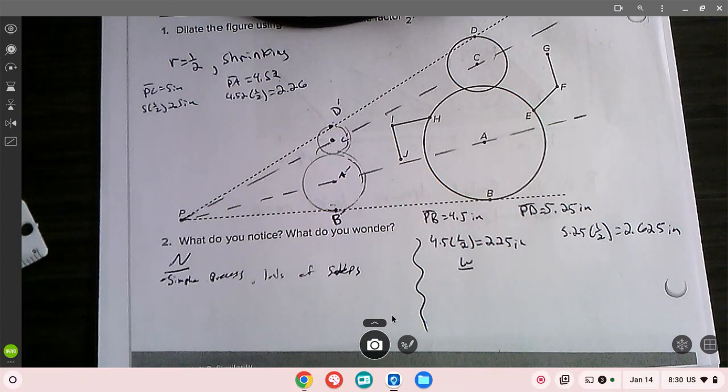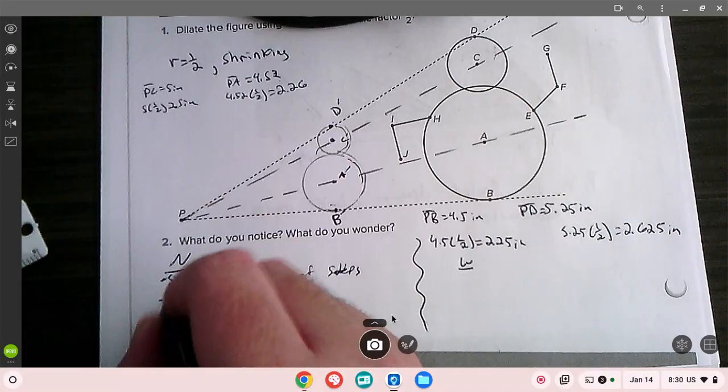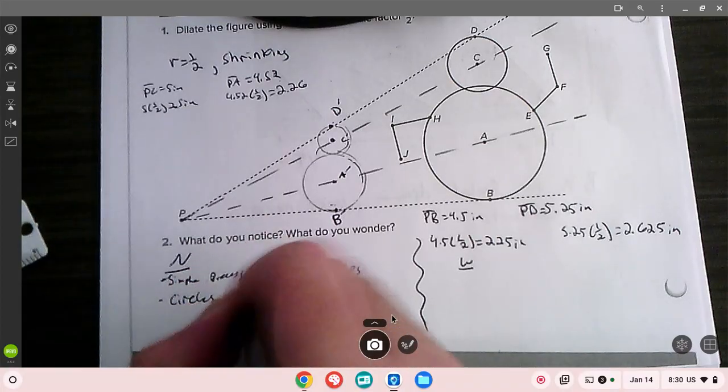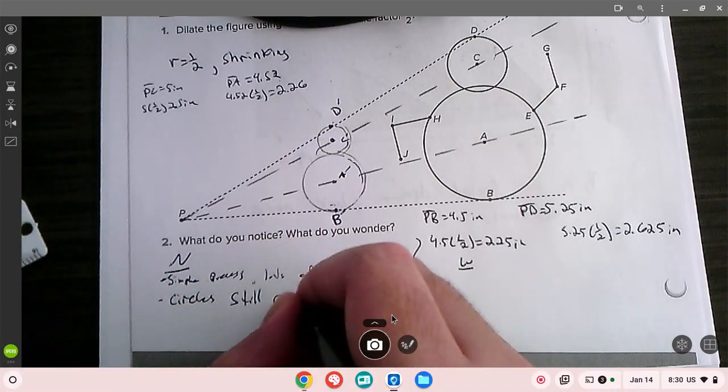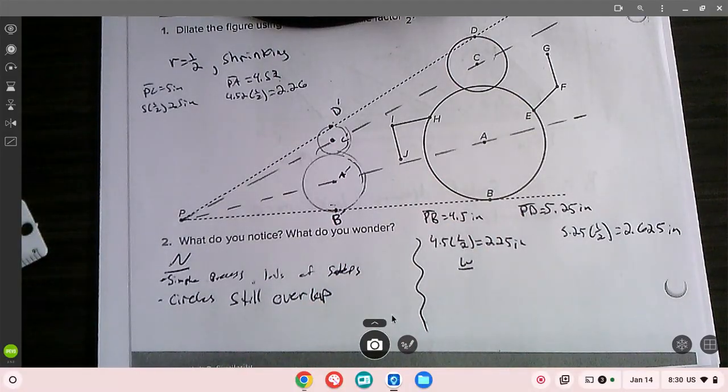For my notice, I put that I already noticed that the circles overlap each other. Okay, so the circles still overlap each other. Is there two P's in overlap? I don't think so. Okay. All right, any other notices?